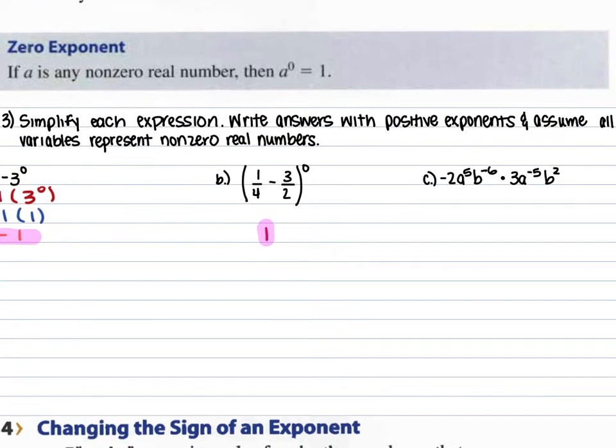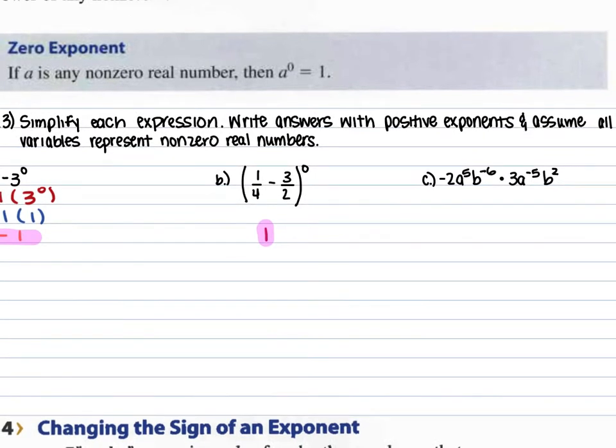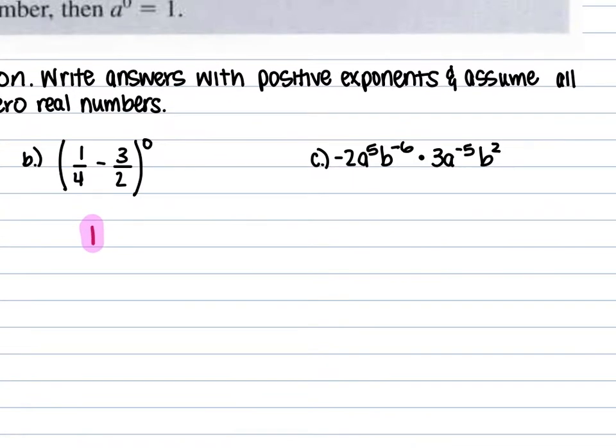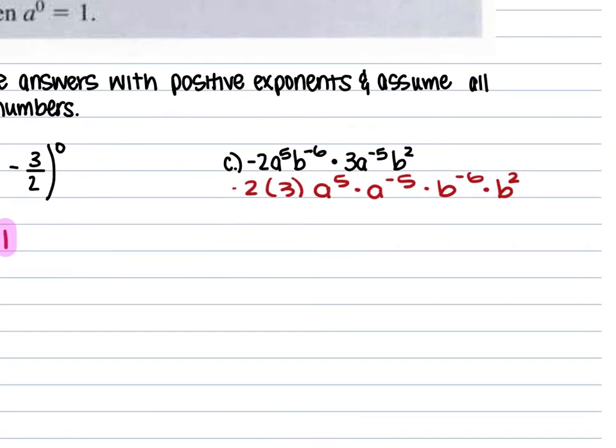For example C, we have negative 2a to the 5th, b to the 6th, times 3a to the negative 5th times b squared. So you can do this one of two ways. Again, you can take all of your coefficients, multiply those together, and then deal with your exponents with those like terms. If I did that, I would just do the negative 2 times 3, then have a to the 5th power times a to the negative 5th. Then I would have times b to the negative 6th power times b squared. And I could combine those b's and those a's by adding the powers on those.